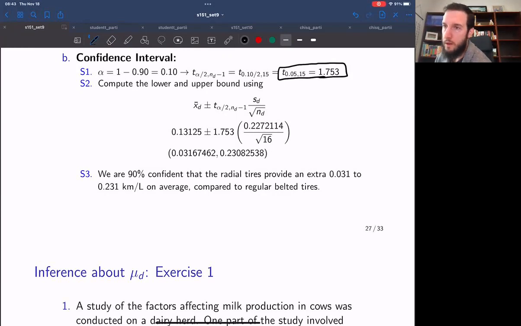And we're able to embellish a little bit in here and say they provide an extra, because this interval does not include 0. It's a strictly positive interval, which implies that there is a difference in how far the car travels on the belted tire, even though it's maybe not that significant. The 0.2 of a kilometer over a long run could be helpful.